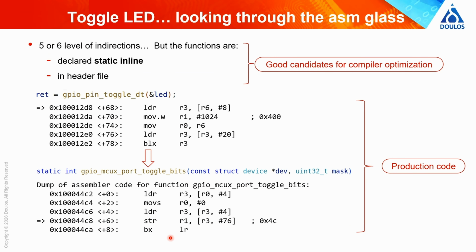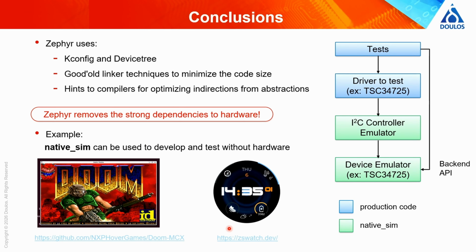But fortunately, all the functions are declared as static inline. It gives a good hint for compiler optimization. And here you see the corresponding assembly code. There is only this instruction, one call to this function, and this is toggling the GPIO. So it's really efficient. And to finish, I'm slightly over time, so thank you very much for your patience.